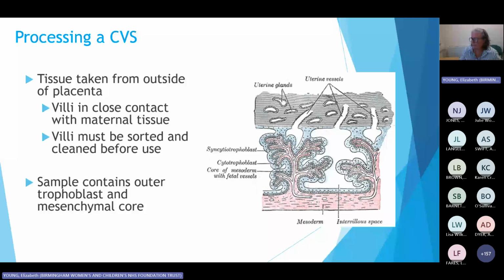Historically, labs used to just test villi from this trophoblast area, and quite often they used a technology called FISH, which isn't looking at those ratios of the markers, it's just saying how many copies of a chromosome are present.